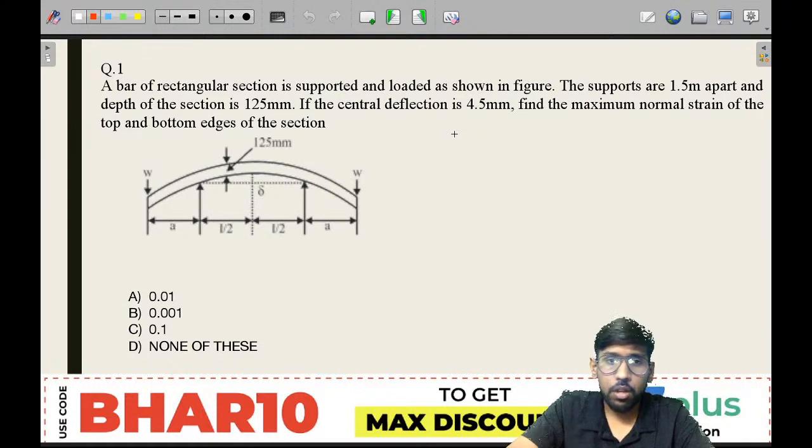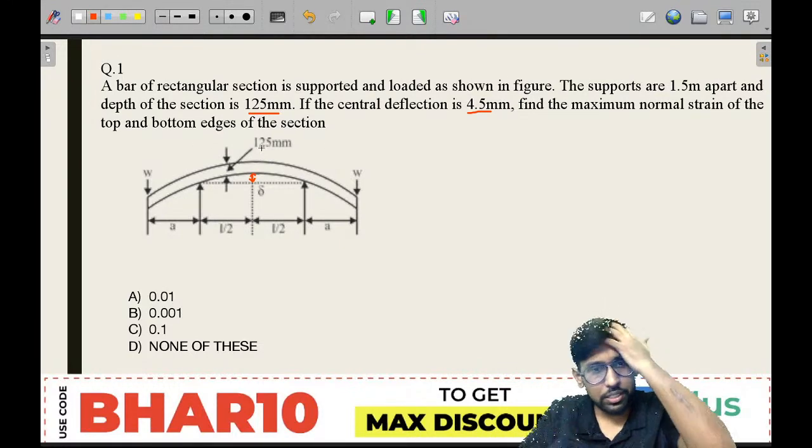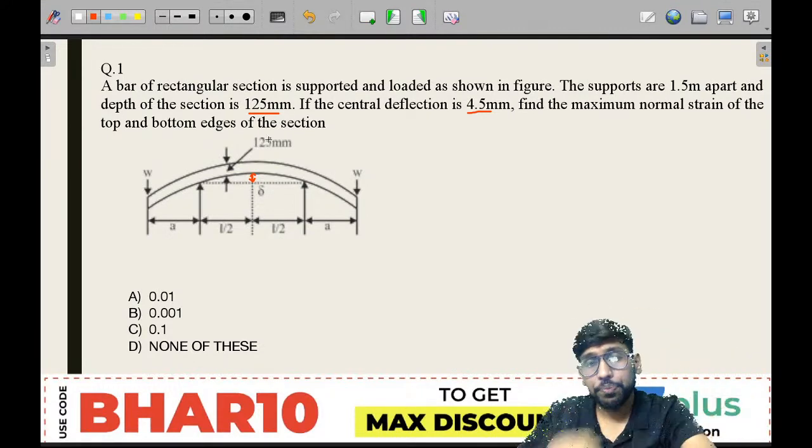It is given that the bar of a rectangular section is supported and loaded as shown in the figure. The supports are 1.5 meter apart and the depth of the section is 125 mm. Then it says the central deflection, that is delta, is given as 4.5 mm. Then find the maximum normal strain at the top and the bottom edge of the section. So this is given in the question.